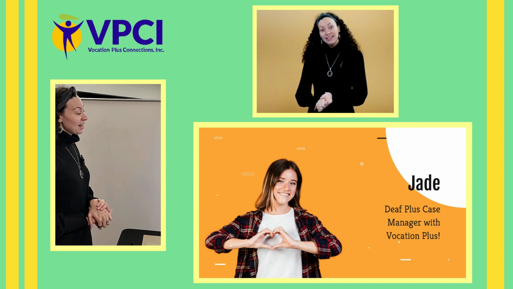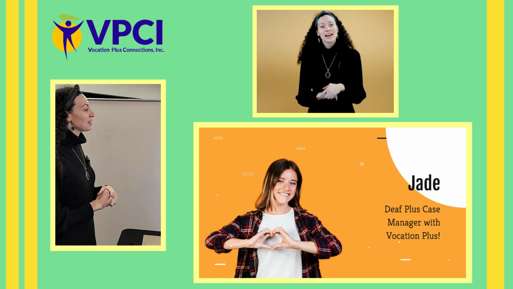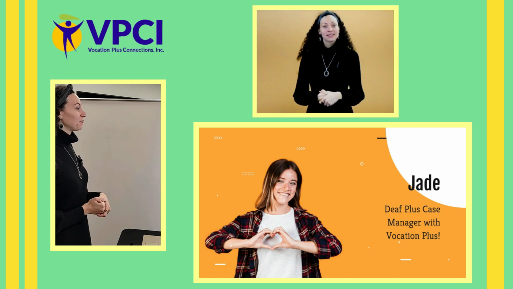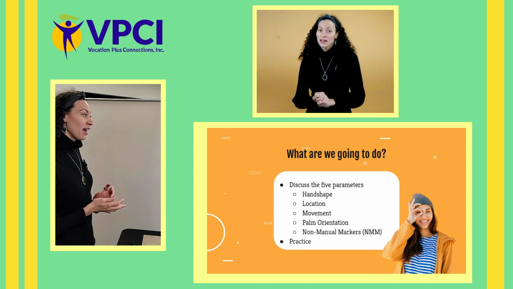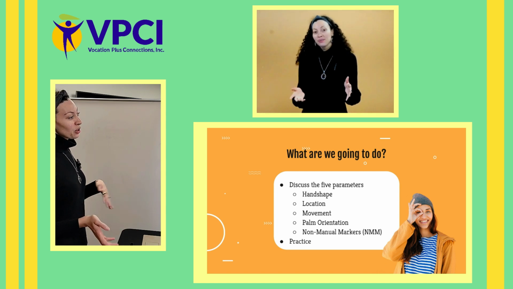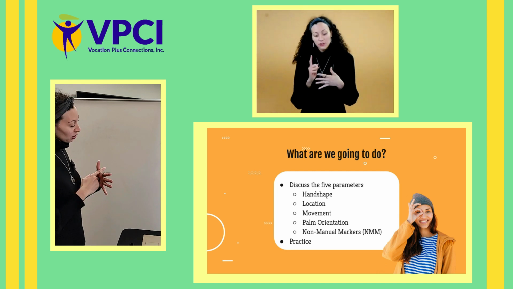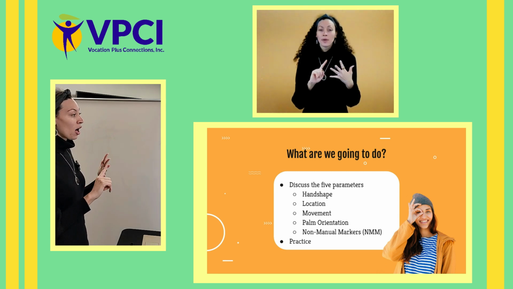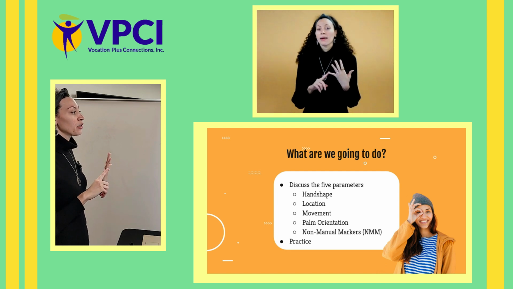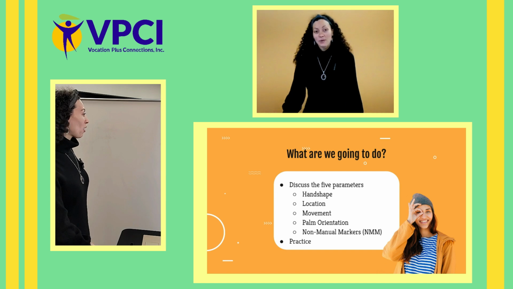I will create content in American Sign Language or ASL and English to help teach you guys how to communicate with your deaf peers. For our first video, I wanted to discuss the 5 parameters of ASL. For a sign to be qualified as ASL, it has to meet these 5 things. So the first thing is your hand shape, the location, the movement, palm orientation, and your non-manual markers or NMM. And then we will also practice learning some signs as well.